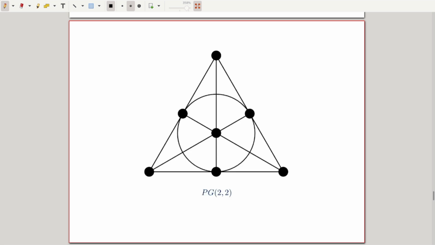For our last example, I would like to talk about one of the most beautiful objects in finite geometry and in mathematics overall, the Fano plane. Named after the Italian mathematician Gino Fano, it is the smallest possible projective plane. The Fano plane is often denoted as PG(2,2), the projective plane over the finite field with 2 elements.